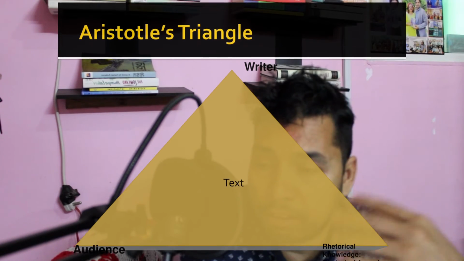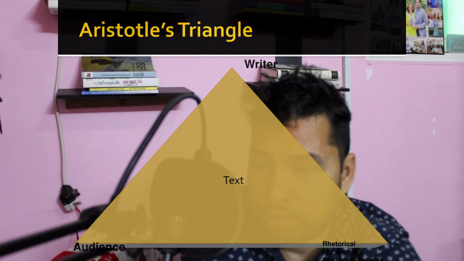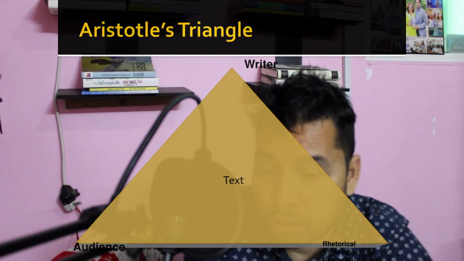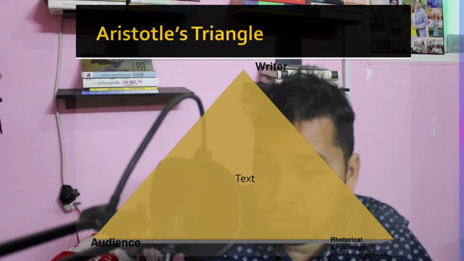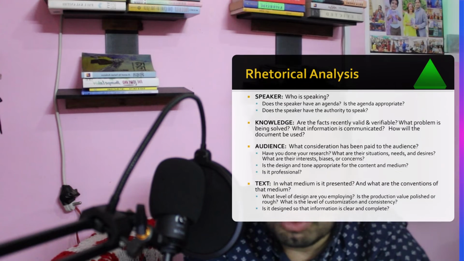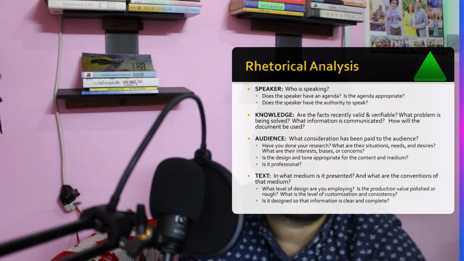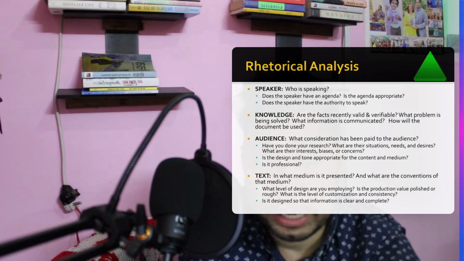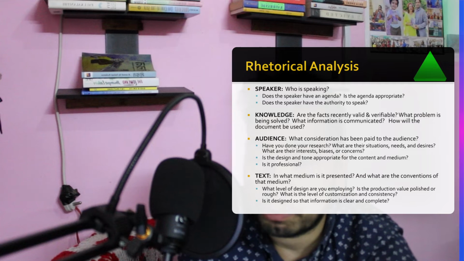So again, this is Aristotle's triangle of rhetoric. The writer is here, and there is the audience, and there is rhetorical knowledge. Let me show you it very clearly. So these are the rhetorical appeals: ethos, logos, and pathos. When you are writing something, how effective your piece of writing is depends on how capable you are of bringing in or introducing these three elements in your writing.